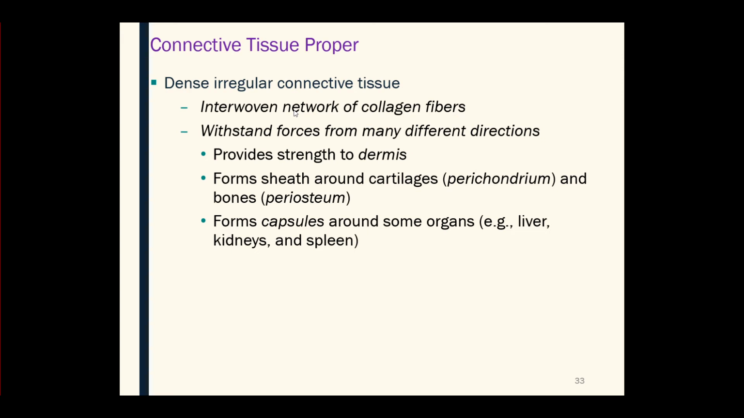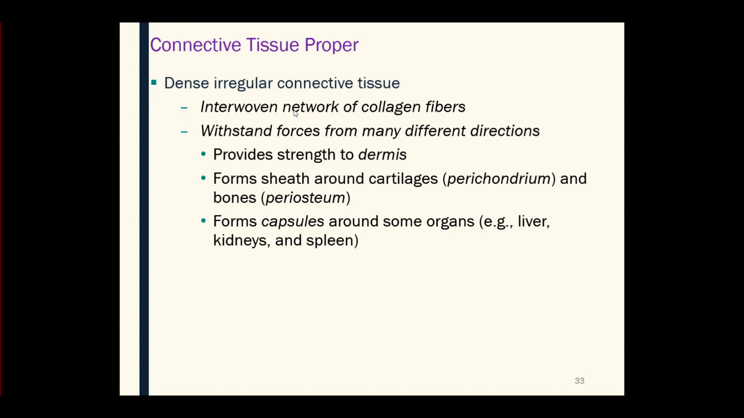So where do we see it? We see it in the lower part of the dermis, right? The dermis is the lower part of the skin. We'll get into that in more detail, guys, when we do the integumentary system. We also see it in wrappings around cartilage known as the perichondrium and wrappings around the bone known as the periosteum. Okay, we'll talk about those in subsequent lessons on tissue.